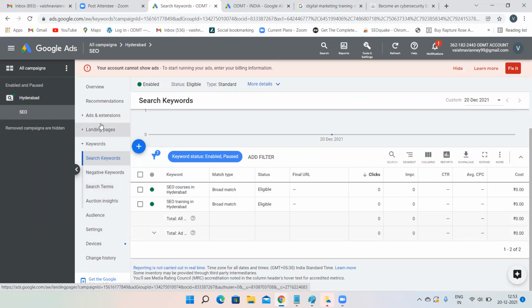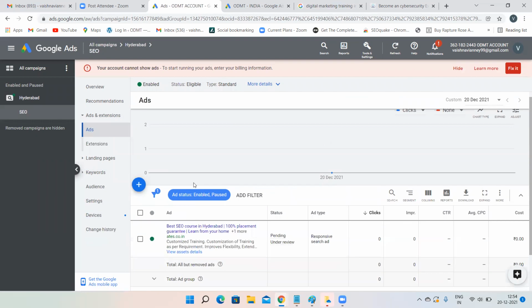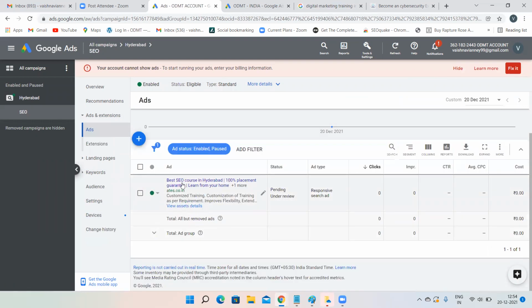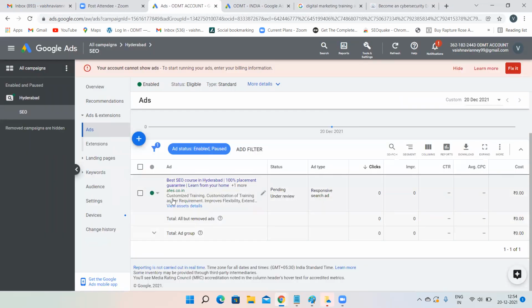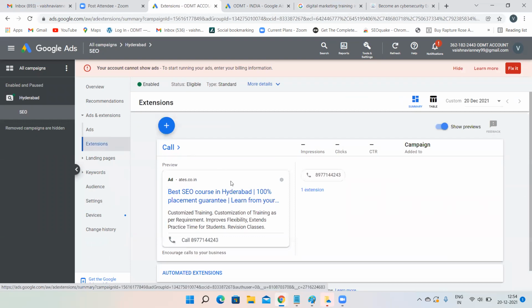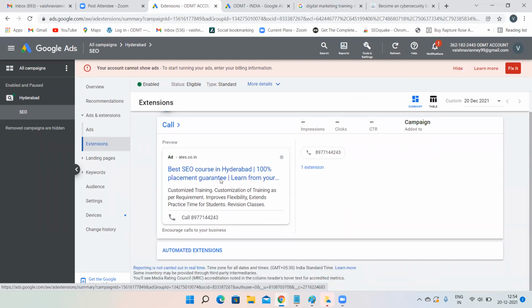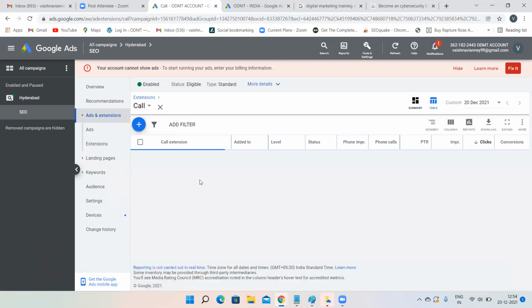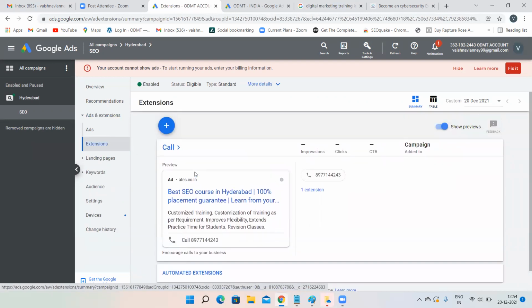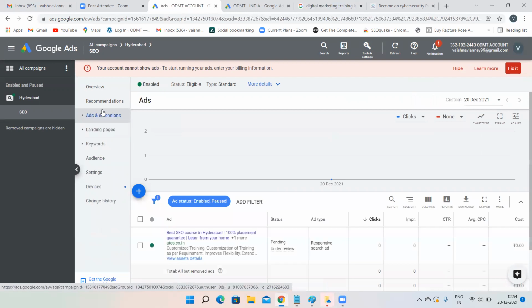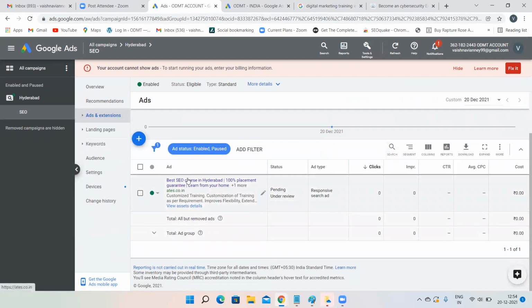Then if you want to see ads, you can see the ads also over here. Click on ad. Then you're going over here. Then if you want to see the extensions, see, Best SEO course in Hyderabad, 100% placement guarantee. Learn from your, all these things you can see. And all the extensions also you can see over here. See call extension, this is the one we have given. And everything you can see over here in the extension part. My title, my description, and I have given some extensions also.